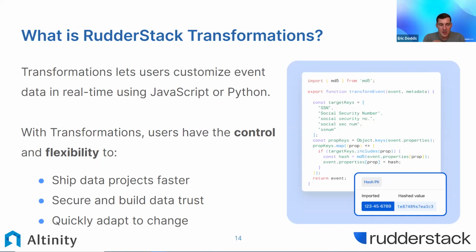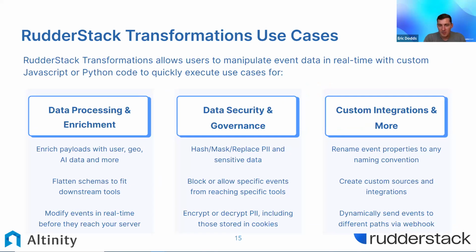Our customers also use transformations to secure data and build trust in it. So you can see an example here in this screenshot. Privacy and compliance is becoming a huge issue in today's environment. It always has been, but data breaches are becoming more and more critical, especially as regulations tighten down. With RudderStack transformations, you can actually enforce different policies that apply on a destination by destination basis.